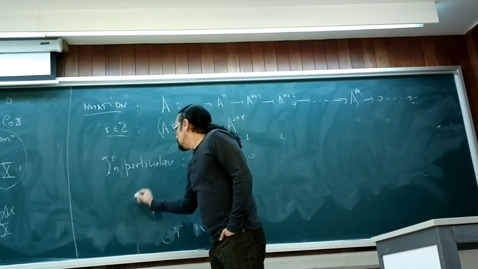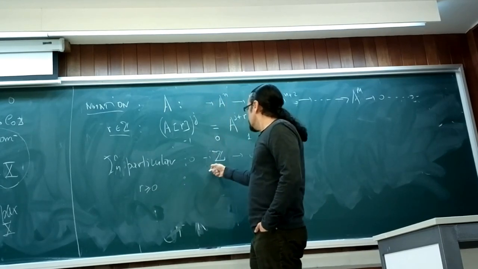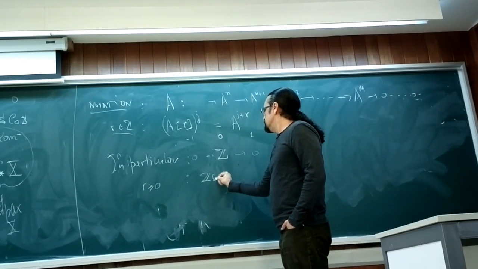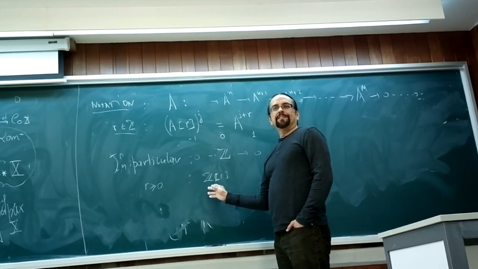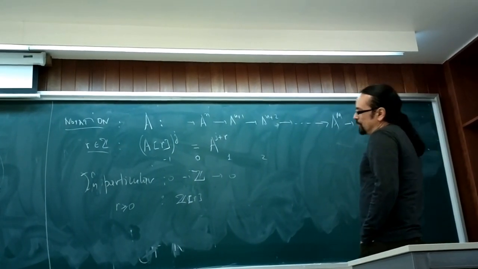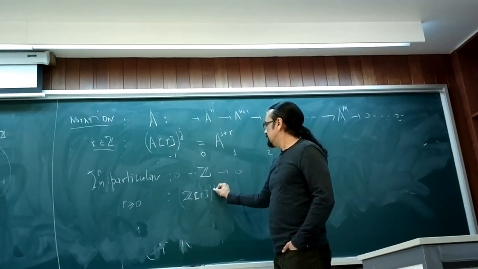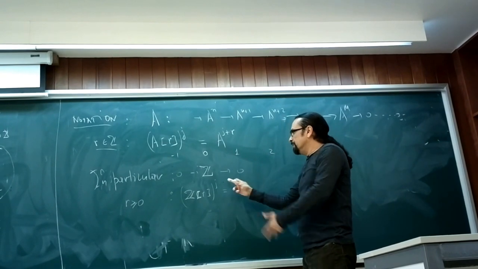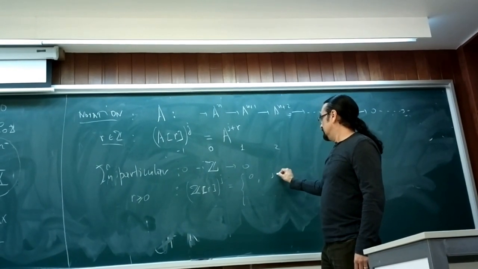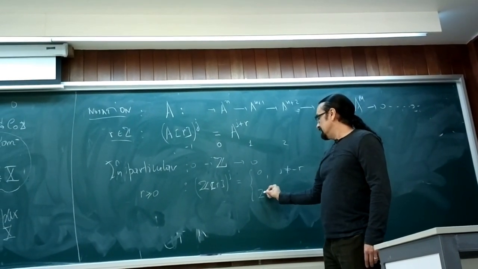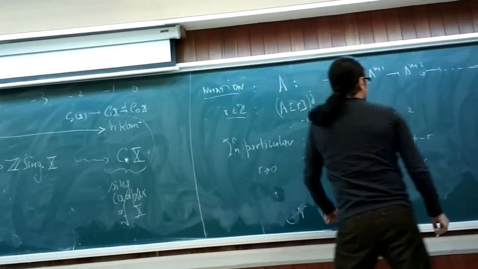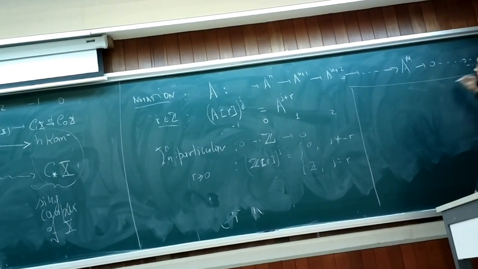And so if I have, for example, R greater than zero, I can look at this complex, and now I look at Z shifted by R, and how do you see this? Where is this concentrated? When I look at the jth element here, it is the previous one at degree R plus j. So this is going to be zero when j is different from minus R, and Z when j is equal to minus R. So this is concentrated in degree minus R, and goes all the way to the left. And so now I'm going to tell you, as an exercise.